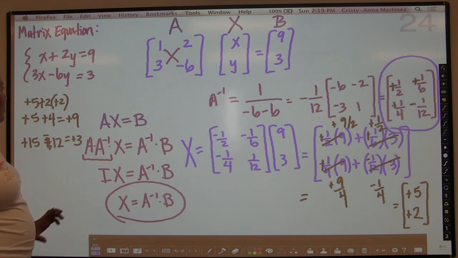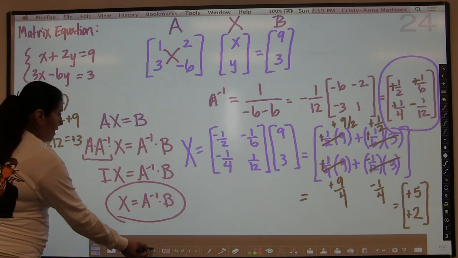So that's how you do a matrix equation. So now I want you to try this one.